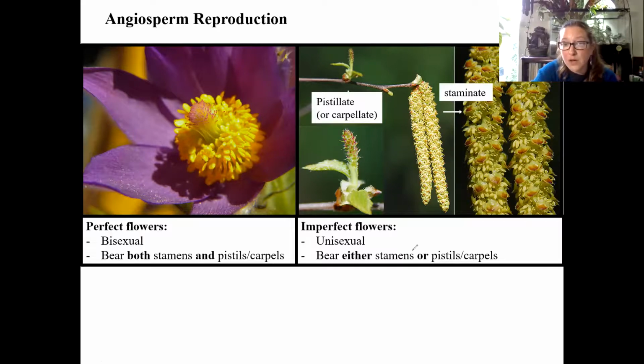But on the right here, you have examples of imperfect flowers. This is a flower here that only has the female sex structures. And then this is an inflorescence here that has only male sex structures on it, but you can say flower for now. So two different flowers, perfect versus imperfect flowers.